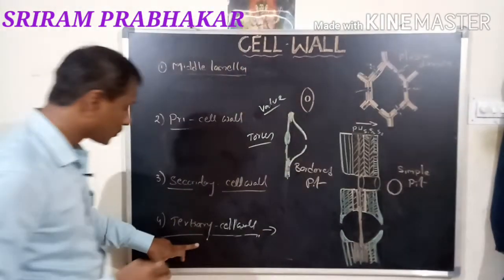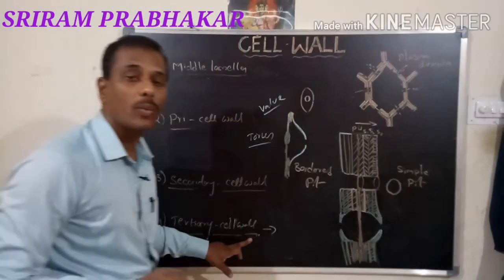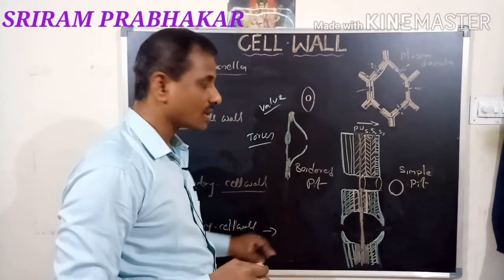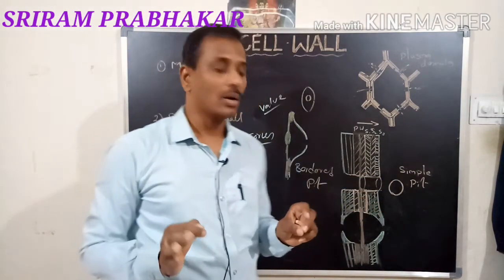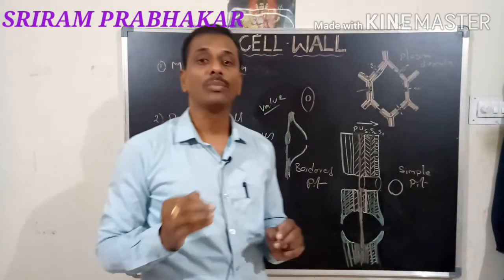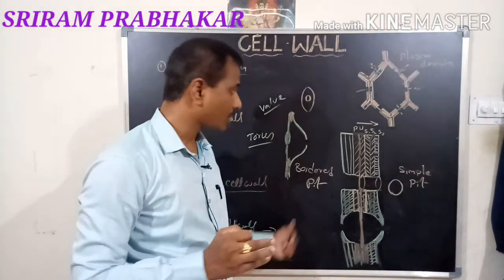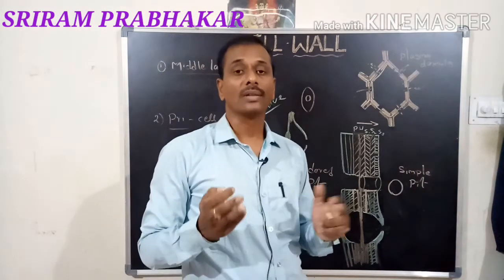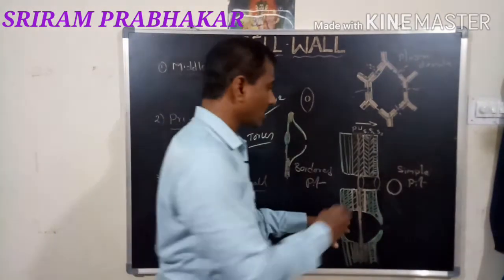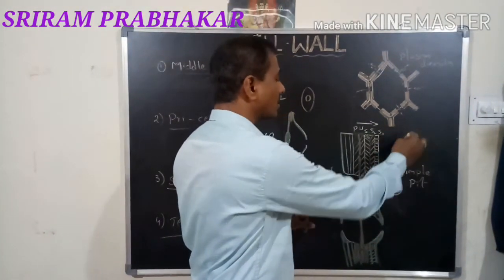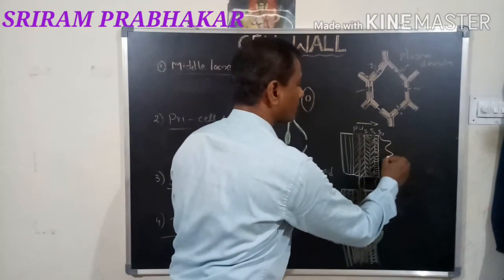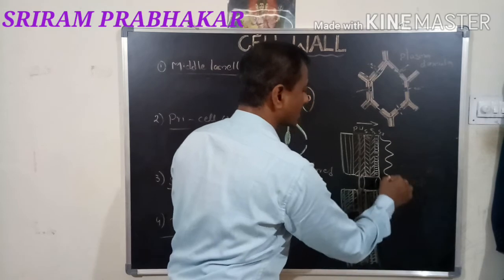Next, the fourth wall, that is the tertiary wall. The tertiary wall is the last wall. It is not found in all plant cells. The tertiary wall is found only in the tracheids of gymnospermic plants. Then how is the tertiary wall formed? After the secondary wall, the next wall is the tertiary wall. This is the innermost wall.